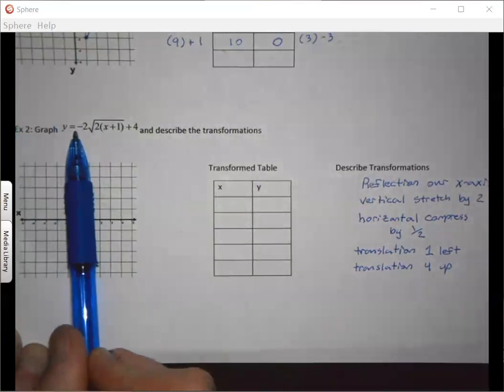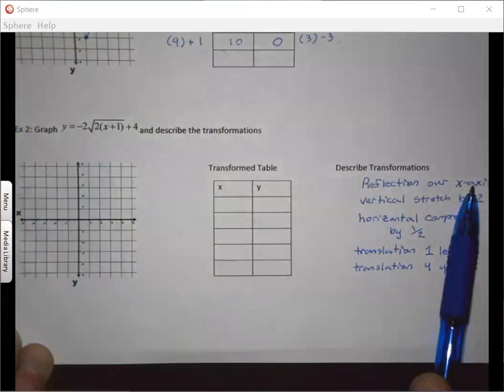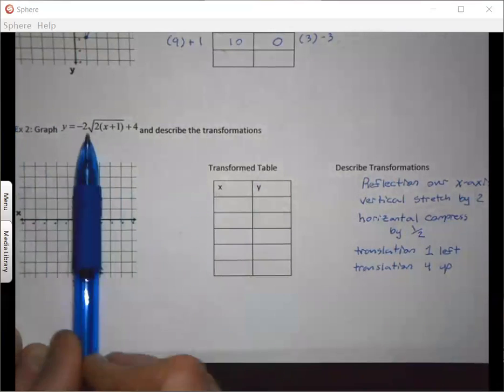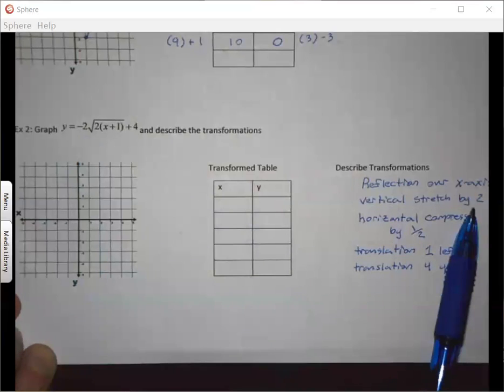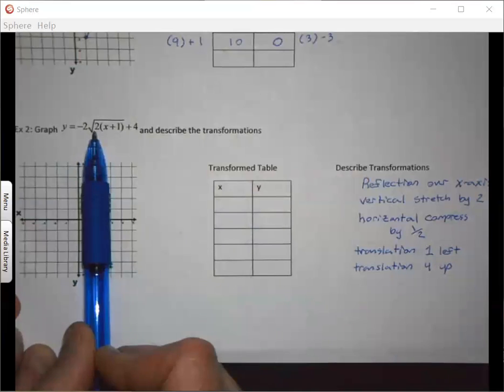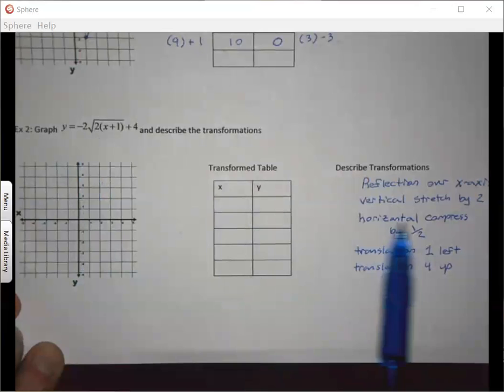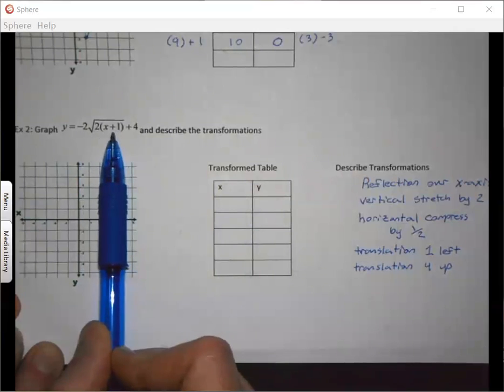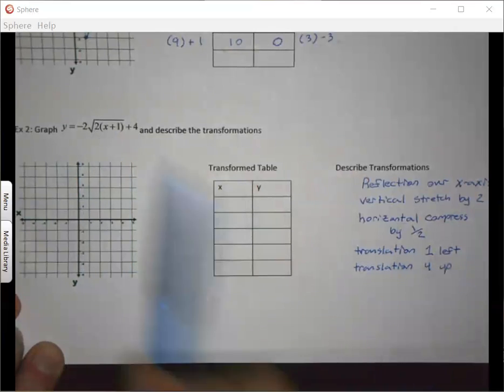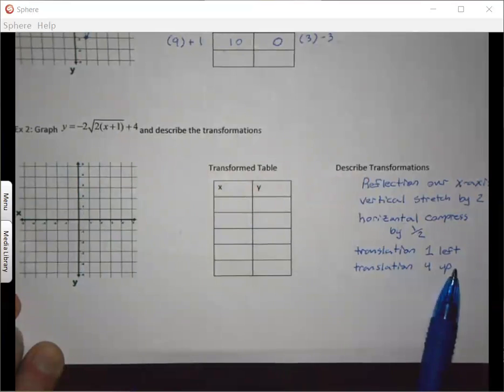So that negative gives us a reflection over the x-axis. 2 is a vertical stretch by a factor of 2. 2 on the inside, which remember we need to do reciprocal. So this will be a horizontal compression by a factor of 1/2. A translation left 1 and translation up 4.